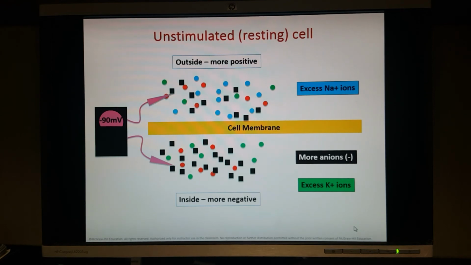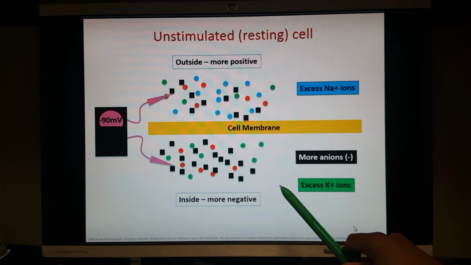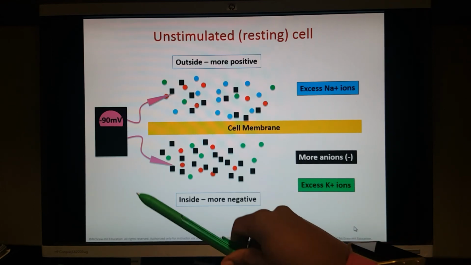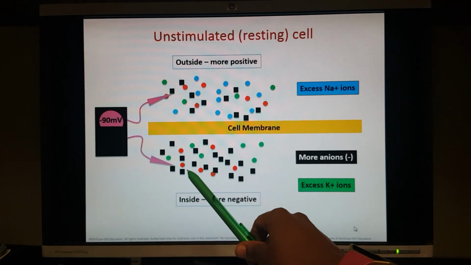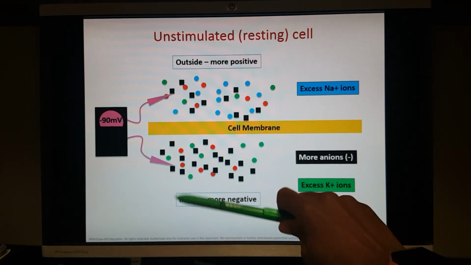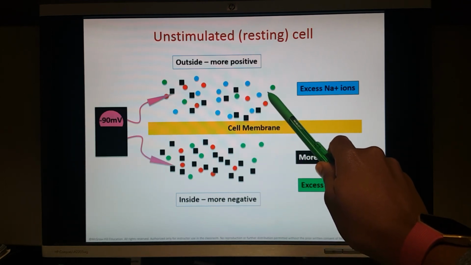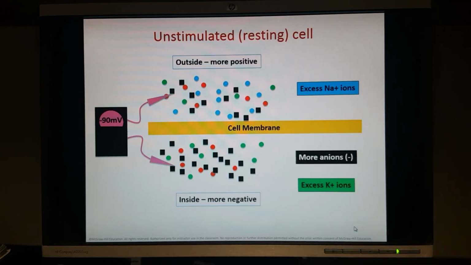So here's a cute little picture version. Unstimulated cell, we have an excess of sodium ions on the outside, excess of potassium ions on the inside. You also have more anions on the inside, leading to a more negative charge on the inside. So here we have little electrodes looking at the difference in charge between the inside and outside of the cell. Difference is negative 90 millivolts, so this one is more negative on the inside of the cell.